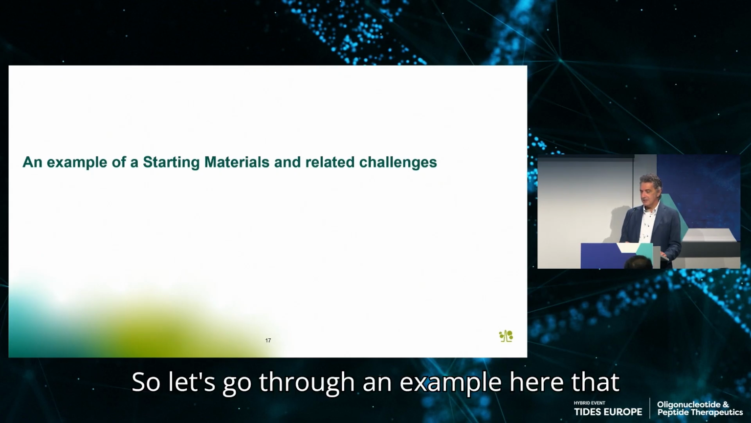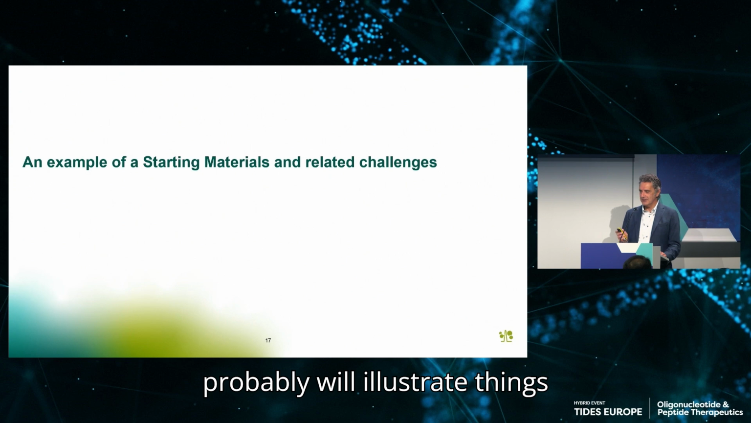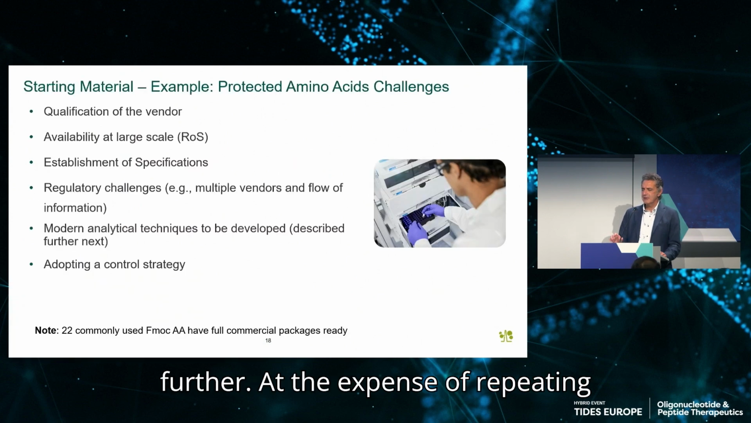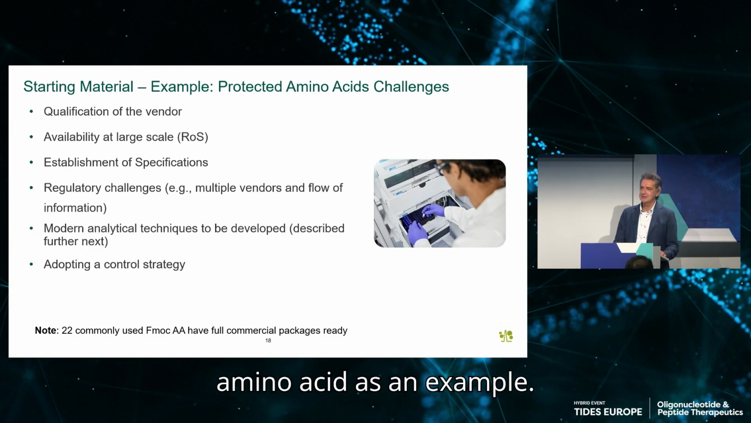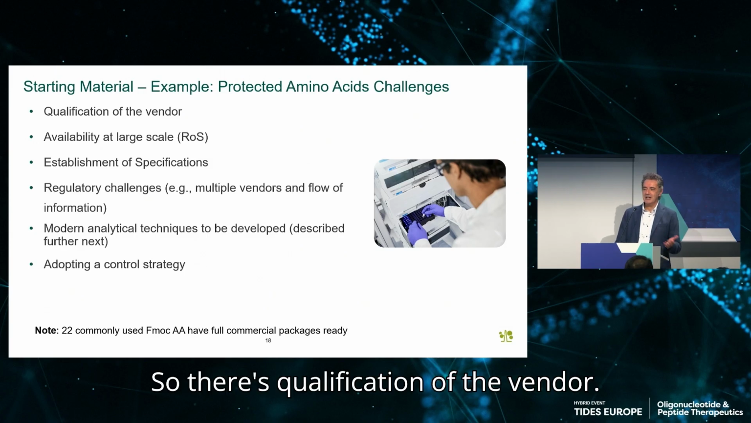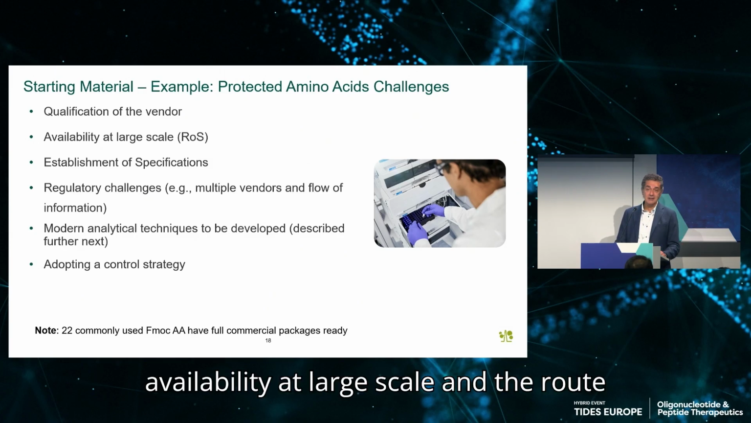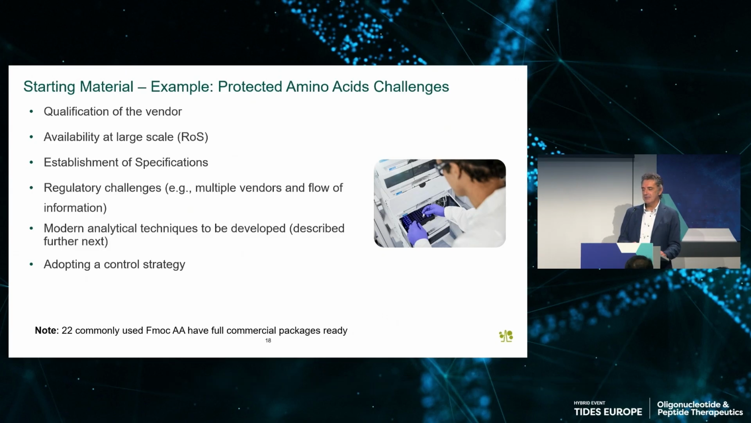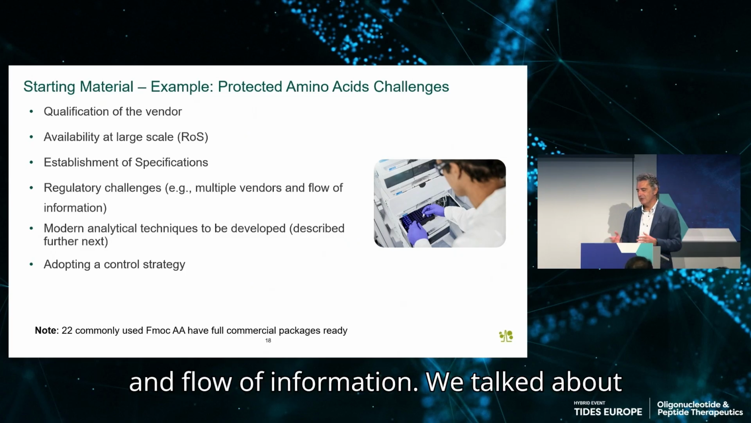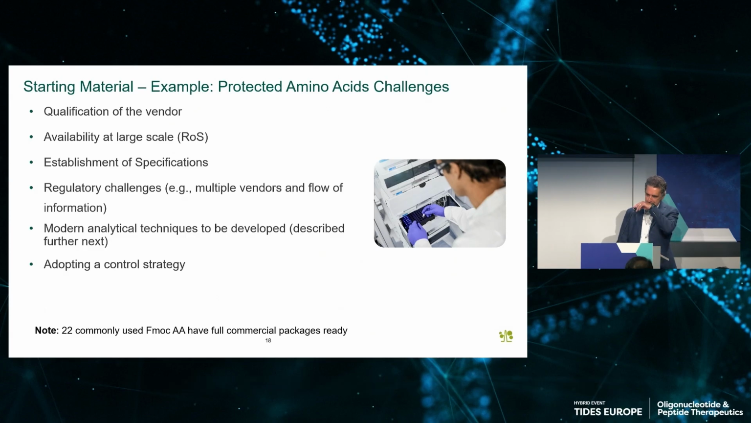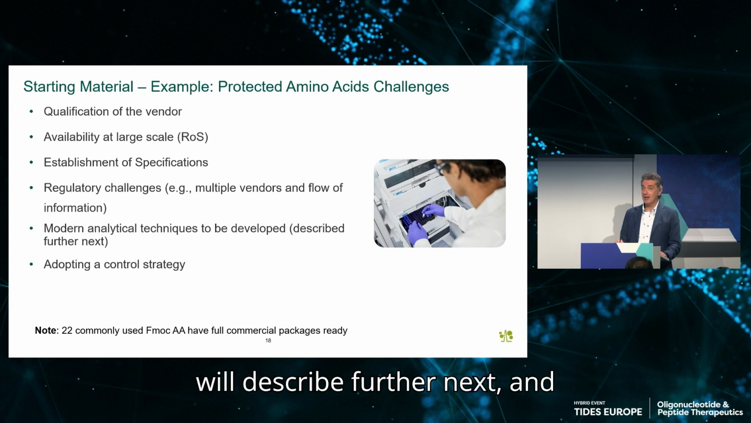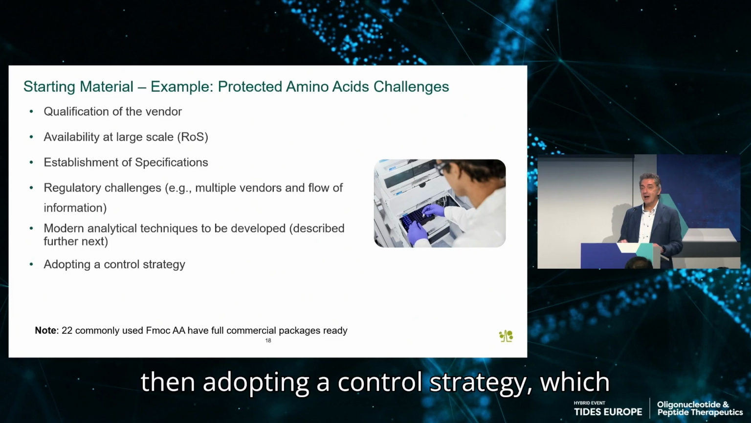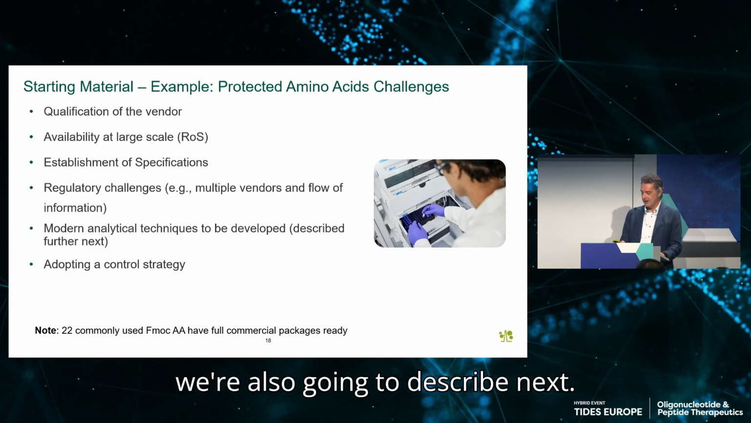So let's go through an example here that probably will illustrate things further. At the expense of repeating myself, I'll go through the challenges for, let's say, a protected amino acid as an example. So there's qualification of the vendor, availability at large scale, the route of synthesis, establishment of the specifications, regulatory challenges, multiple vendors, and flow of information. We talked about that. Then modern analytical techniques, which we will describe next, and then adopting a control strategy, which we're also going to describe next.